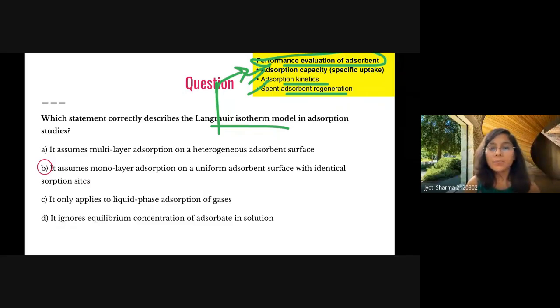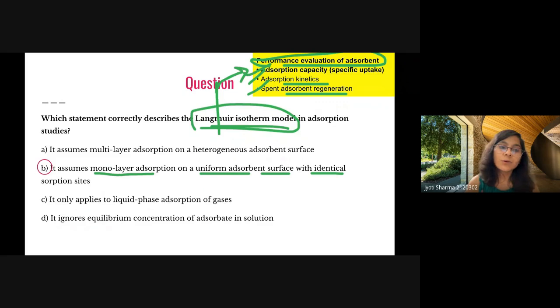So in that model, first, why are we using that model? We are using that model to assess the performance of adsorbent, the first thing. The second thing is we have some assumptions in here, and the assumption is that it is monolayer adsorption on a uniform adsorbent surface with identical sorption sites. Then only this model will work. So that's how B is the right answer.